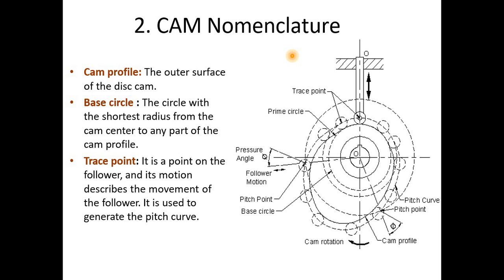It is a point on the follower and its motion describes the movement of the follower. Suppose your follower motion is reciprocating and goes upward, then your trace point will shift upward. If your follower moves downward, it will shift downward. So it decides the movement of the follower, and it is used to generate the pitch curve.